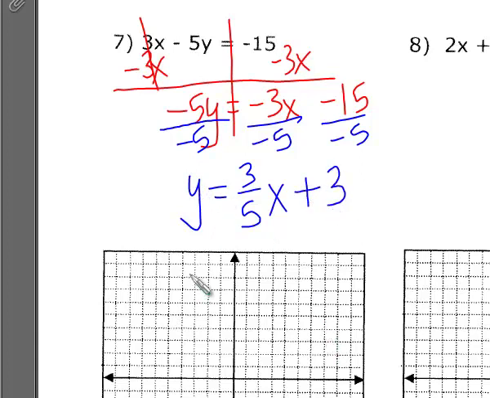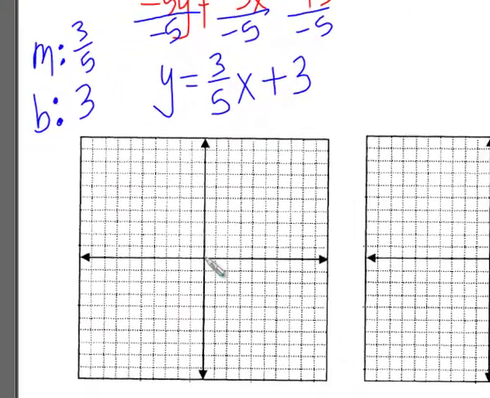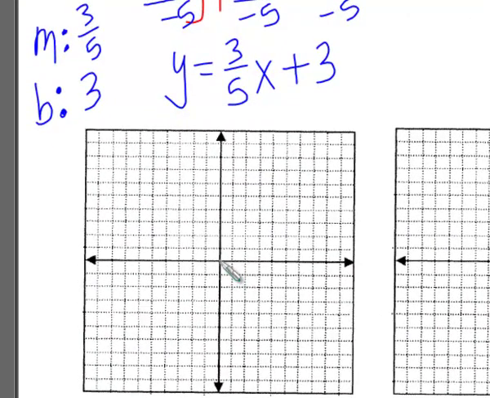Now I'm going to graph this equation. So my m is my slope, which is 3/5, and then my b, which is my y-intercept, is a positive 3. So I'm going to come to my graph, and I'm going to find my y-intercept at 3. So 1, 2, 3. Here is my y-intercept. I'm going to plot that point. And now, please remember that my slope is rise over run. So I'm going to rise 3, 1, 2, 3, and then I'm going to run 5. 1, 2, 3, 4, 5.